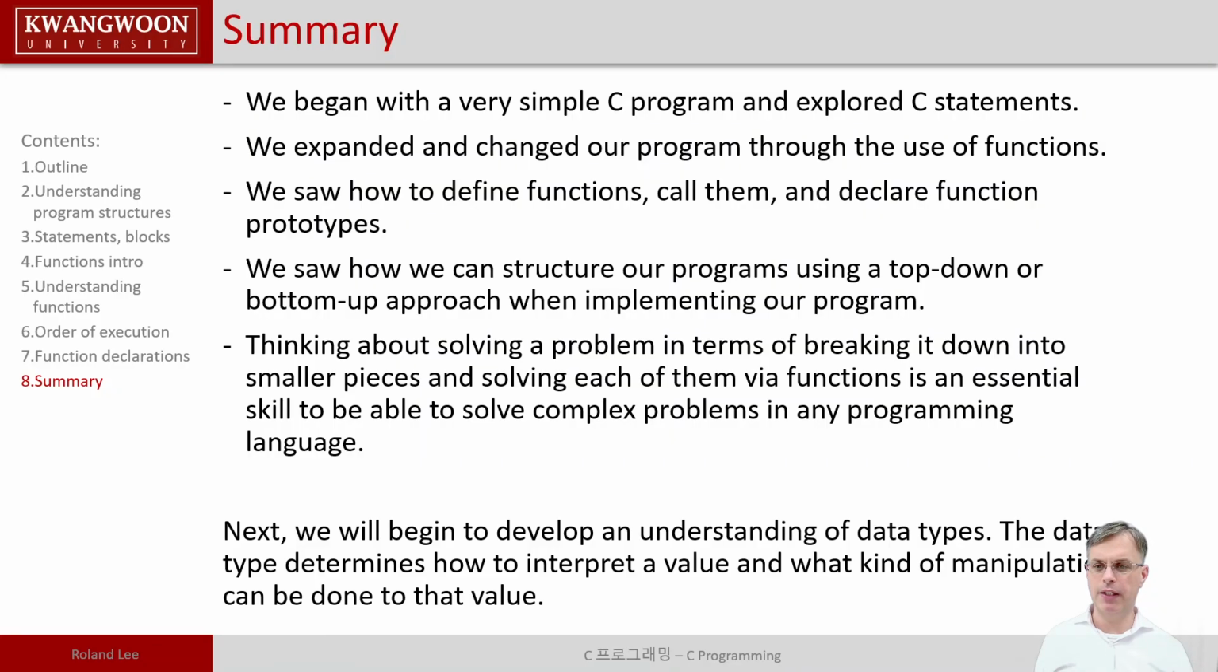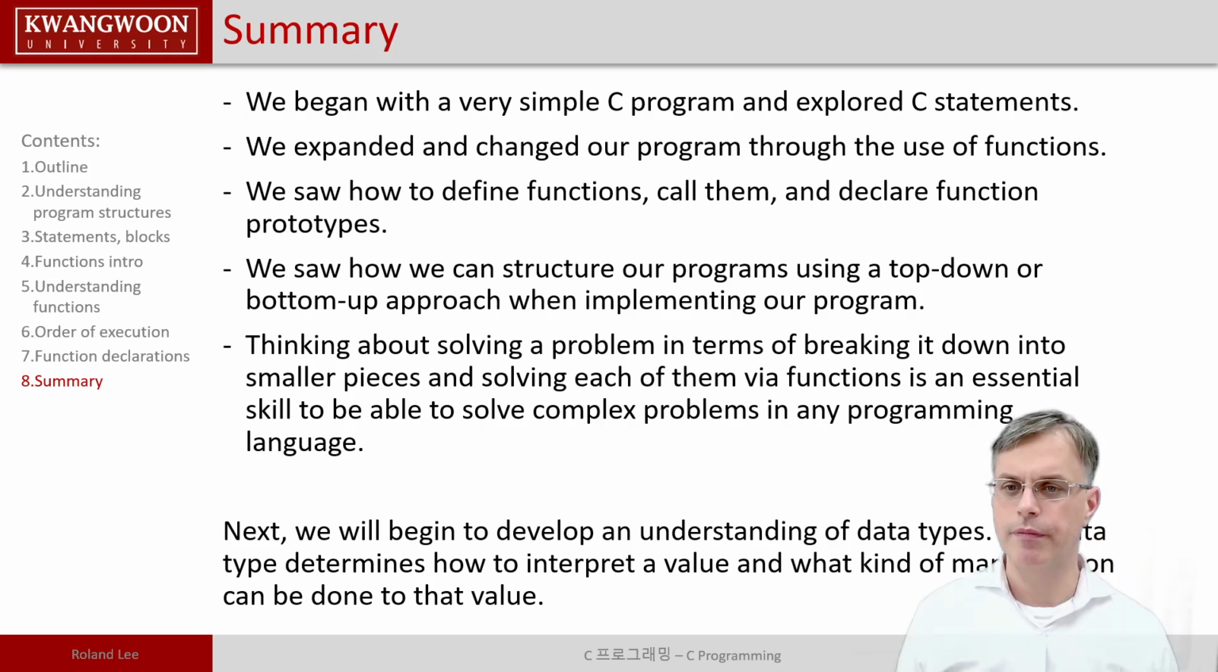All right, now we can summarize what we have just learned. In this chapter, we began with a very simple C program and explored C statements. We expanded and changed our program through the use of functions. We saw how to define functions, call them, and declare function prototypes. Lastly, we saw how we can structure our programs using a top-down or bottom-up approach when implementing our program.